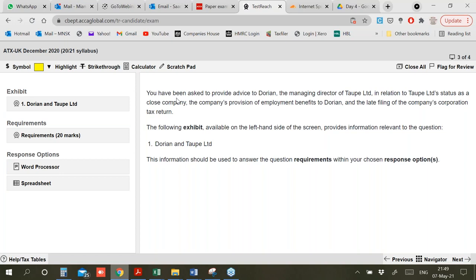So you have been asked to provide advice to Dorian, the managing director of T Limited, in relation to T Limited's status as a closed company, the company's provision of employment benefits to D, and the late filing of the company's corporation tax return. So these are the three matters. Again, we have done a similar question in which there was a company's provision of employee benefits to a shareholder. Then there was a corporation tax late return penalty as well. So we'll see what information is given to us in this question.